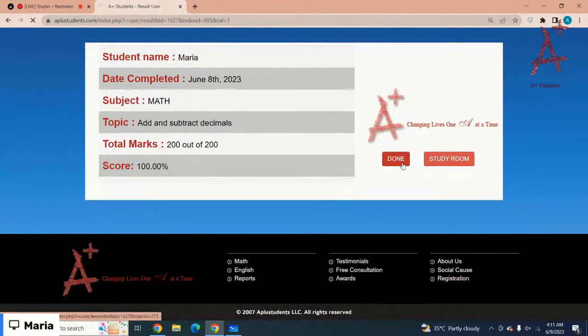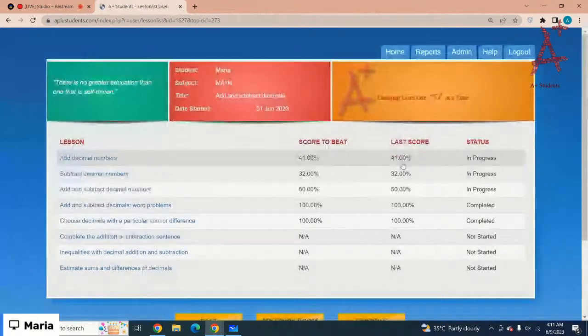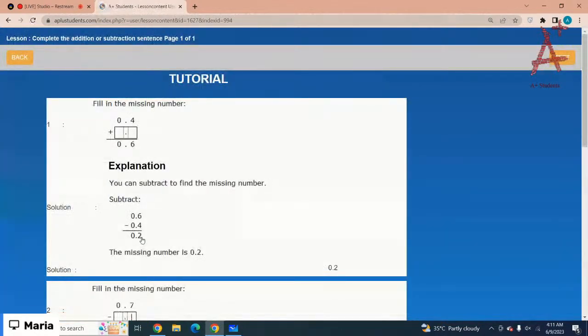Okay, we are done with the lesson. Let's just move on to the next one. And the next one is complete the addition or subtraction sentences. Here you are given either the sum and one number, and you have to find the other number. So you are given 0.4 plus the missing number equals 0.6. You have to find the other number.